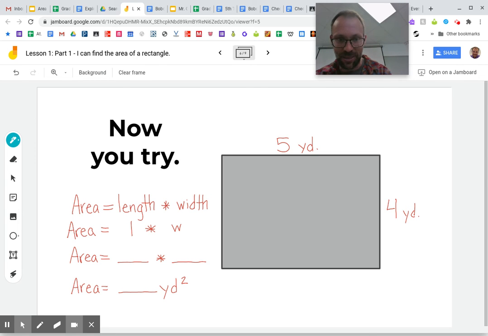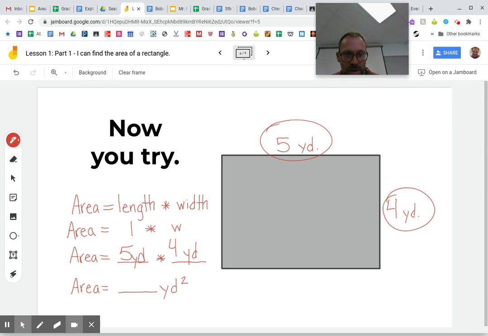All right, so let's see. We have a length of 5 yards, and we have a width of 4 yards. So 5 times 4. Oh, reflex. Thank you very much. 5 times 4 is 20 yards squared. And don't forget the squared part. That means you're talking about area. 20 yards squared. Good job.